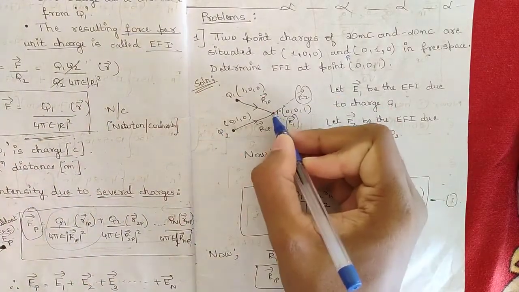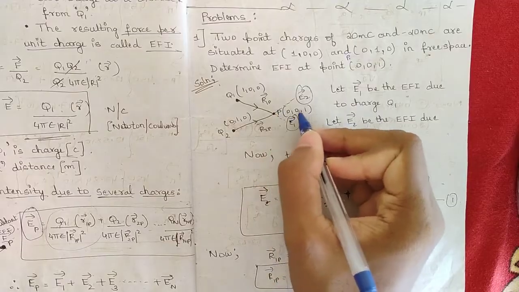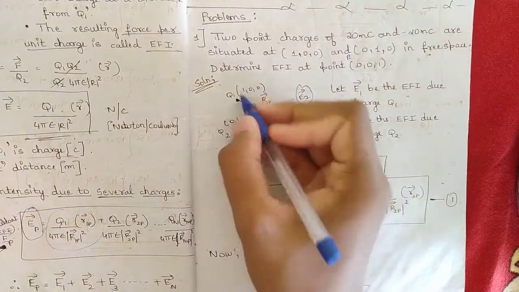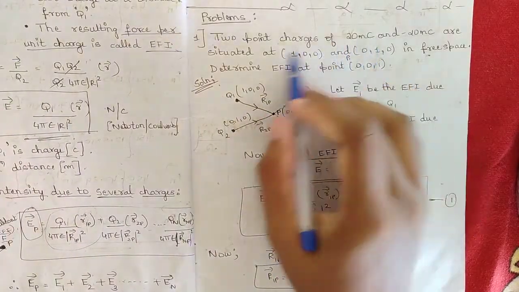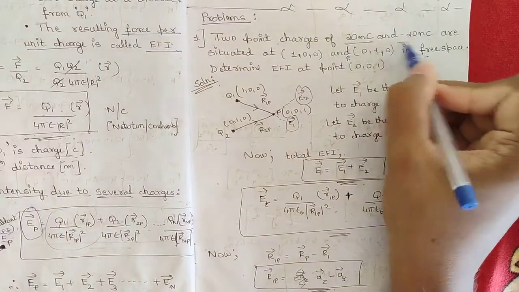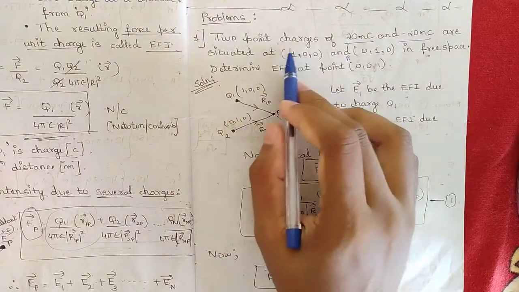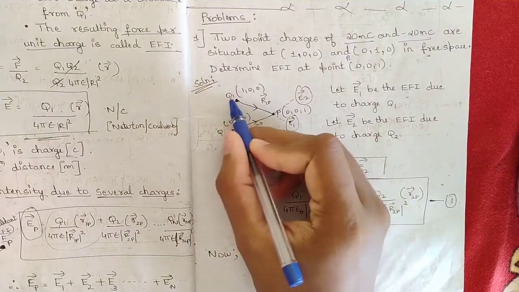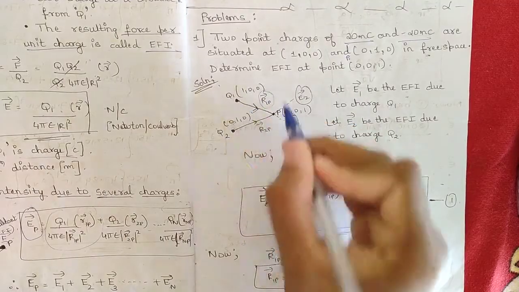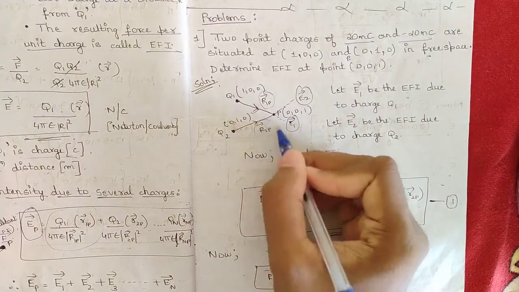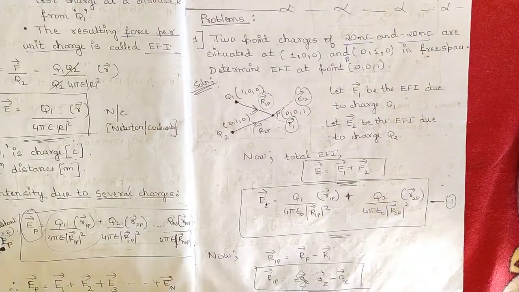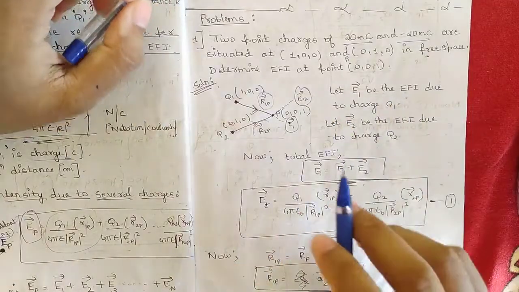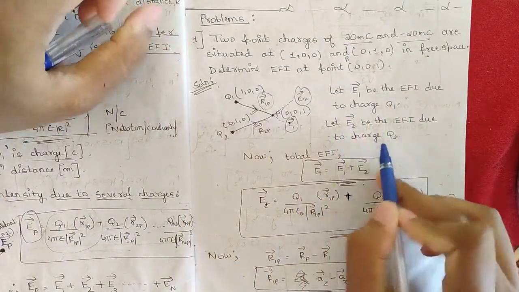I have drawn it. This is point P at (0,0,1), and we are going to draw two point charges Q1 and Q2, where the values of Q1 and Q2 are 20 and minus 20 nanocoulomb. Q1 is situated at the point (1,0,0) and Q2 at (0,1,0). From Q1 to P you draw one position vector R1P, and from Q2 to P you draw another position vector R2P. Let E1 be the EFI due to the charge Q1 as mentioned in the question, and let E2 be the EFI due to the charge Q2.